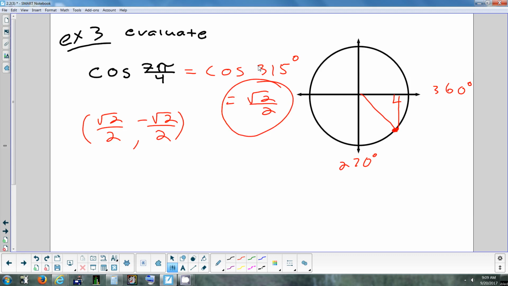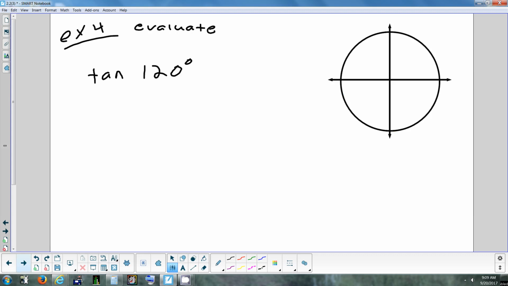Okay, so now we've done a 45-degree angle in every quadrant. Let's try tangent of 120. Okay, Ashlyn, what do you think about this one? Is this one going to have to do with the 45-45 or the 30-60? I'm going to say 30-60. Yeah, this is going to have to do with the 30-60, because 120 is not a multiple of 45. So let's see if we can sketch where 120 would be.